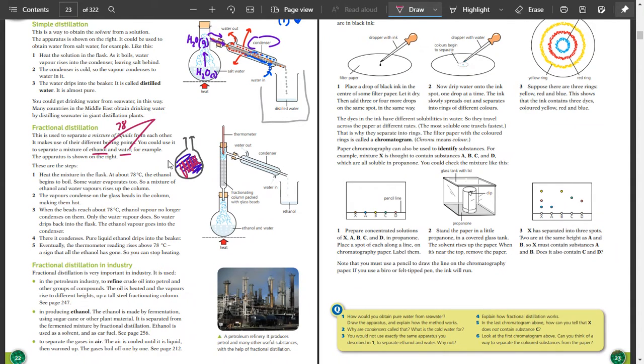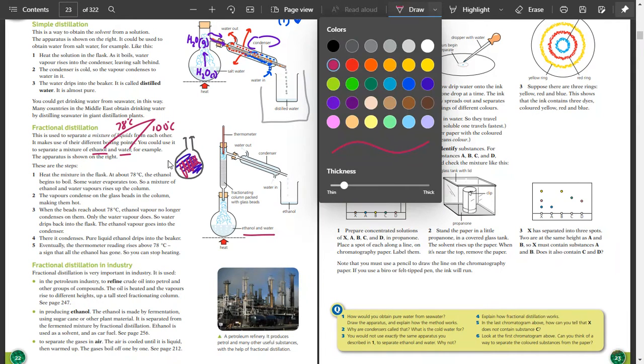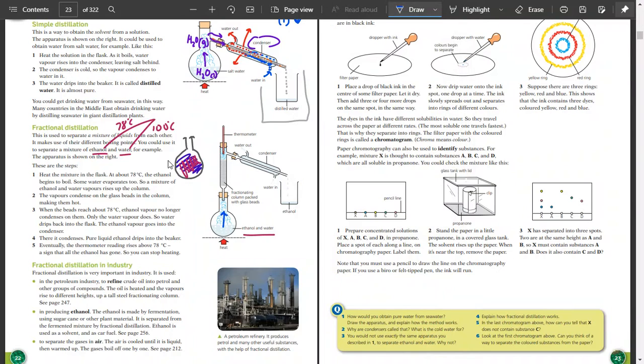Now you can utilize the fact that ethanol has a lower boiling point than water. So if you were to heat up an ethanol water mixture from room temperature, the first thing that would come off is ethanol. Now, some of the water will go up as well, because the water will turn into steam, but the ethanol will be driven off first.